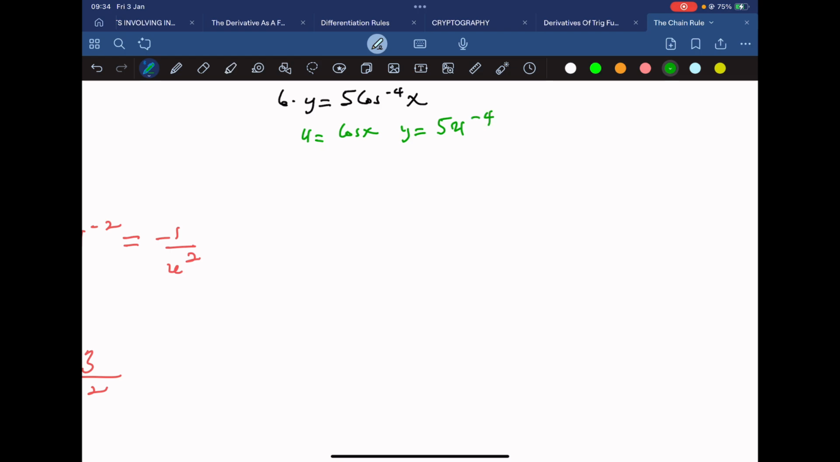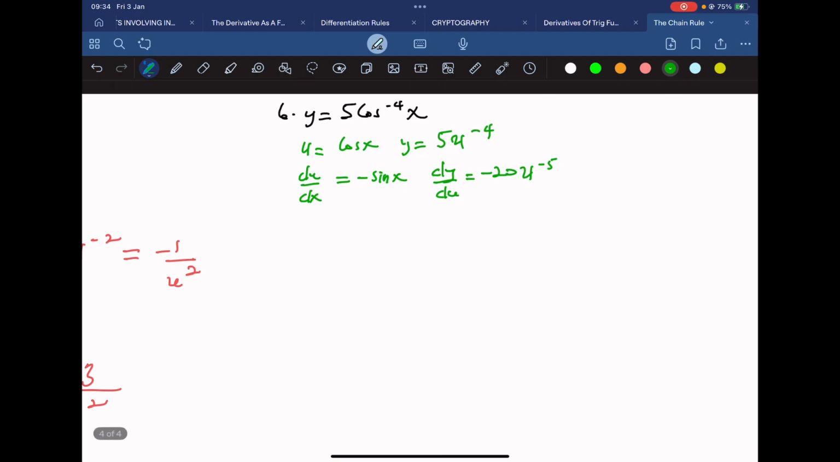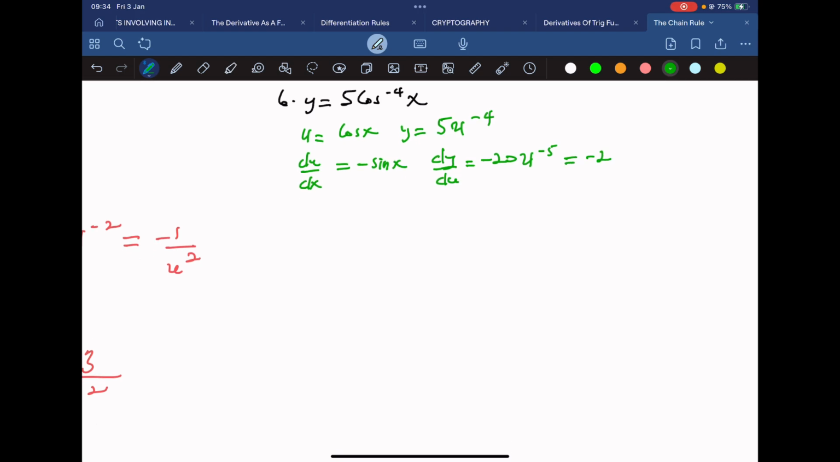So now if we differentiate u with respect to x, remember, if we differentiate cosine of x, we have negative sine of x. Now to differentiate y with respect to u using the power rule, negative 4 will multiply 5, so that gives us negative 20. Then we subtract 1 from negative 4, so we have negative 5 here, which is basically the same as negative 20 over u to the exponent 5.